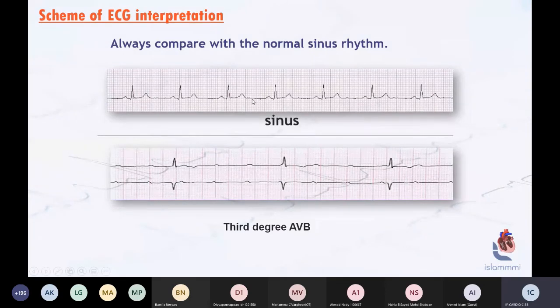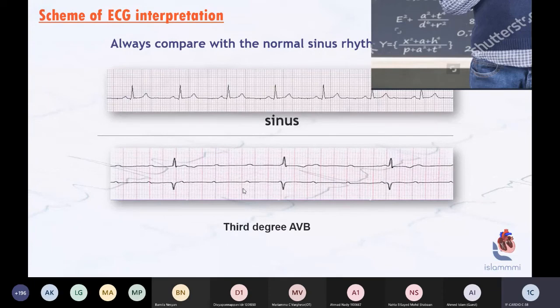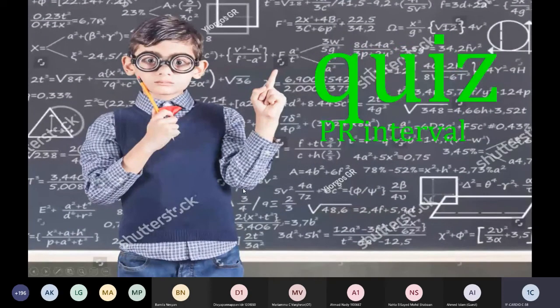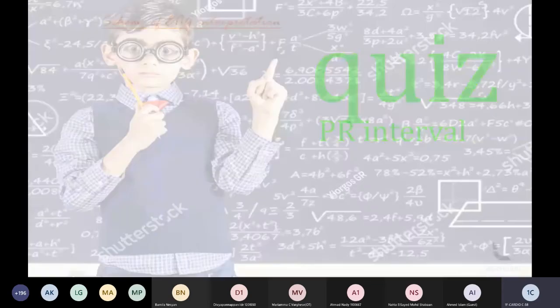So here is the normal PR interval, here you can find a completely variable PR interval. Here it is very short, here is very long, here is midway. You can never have any relation between the PR intervals in this one. So this is complete heart block. So let's start the quiz. I will try to help you because I know that this is a difficult part of the presentation.